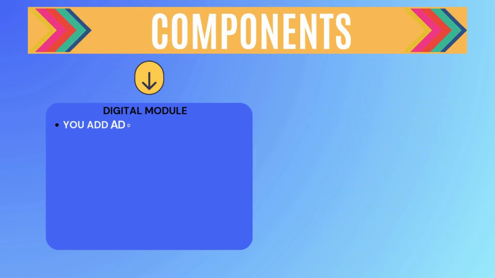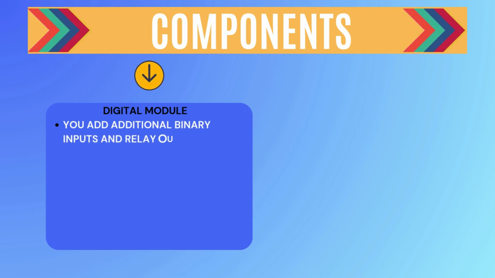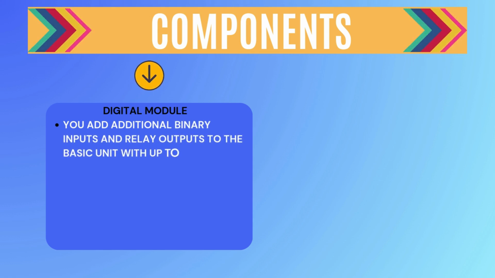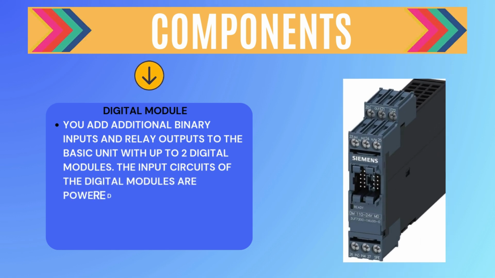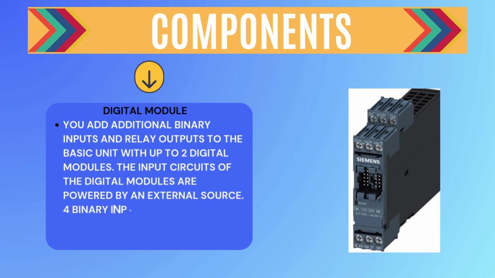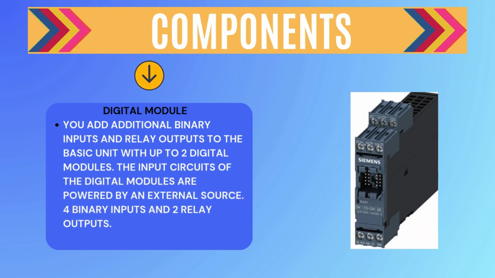Digital module. You can add additional binary inputs and relay outputs to the basic unit with up to 2 digital modules. The input circuits of digital modules are powered by an external source. 4 binary inputs, 2 relay outputs.